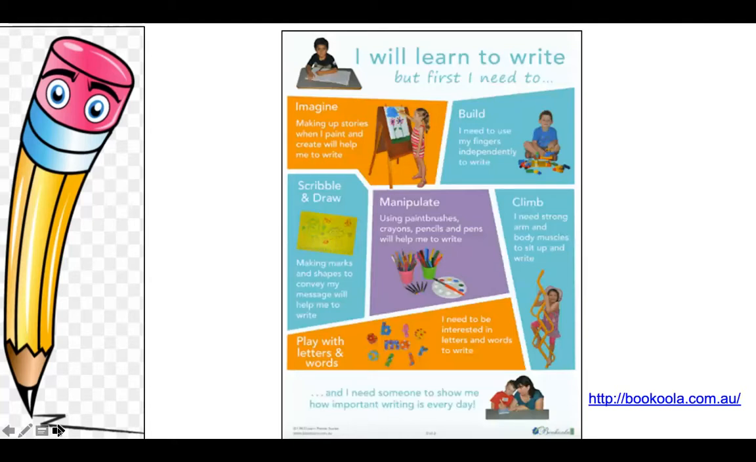A lot of times parents wonder why in preschool and kindergarten we're still doing all the scribbling and the climbing outside and playing with words. The kids really need to do all of this before they can do some handwriting and some writing. They need to build some background knowledge so they have things to write about.